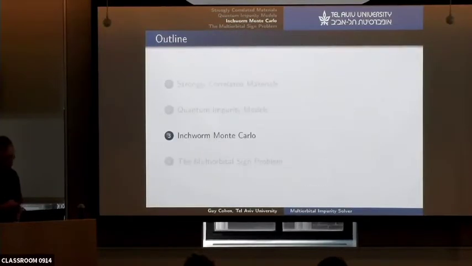Okay, so what I want to do next is talk about how inch-form works. And then we'll get into what happens for multi-orbital models, where these new sign problems are coming from. And I'll explain what we actually have now.